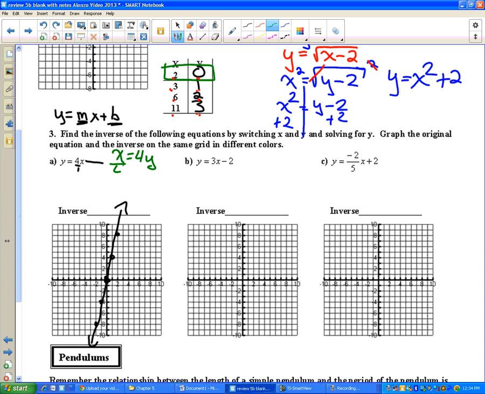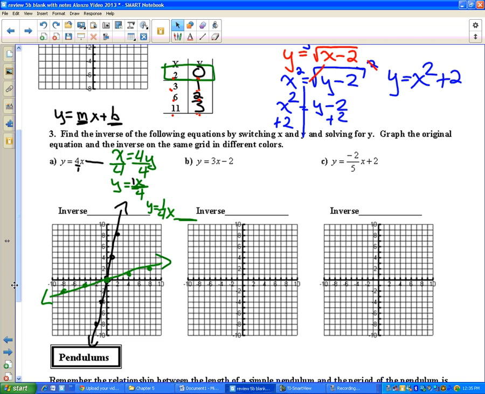Now I need to do the inverse, so I'm going to switch x and y and solve for y by dividing by 4. So y is equal to x over 4. Now remember, we like to have our slopes in front of the x, so I'm going to remember that there's a 1 in front of that x and write it as y equals 1/4 x. That tells me my y-intercept is (0, 0). My slope is up 1, right 4, or down 1, left 4. There is my inverse.